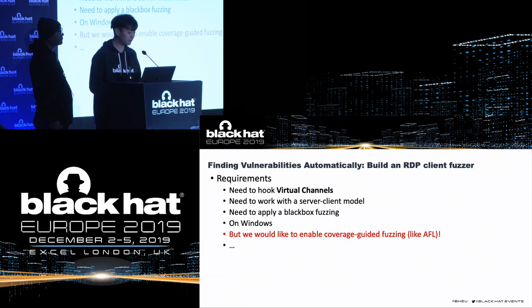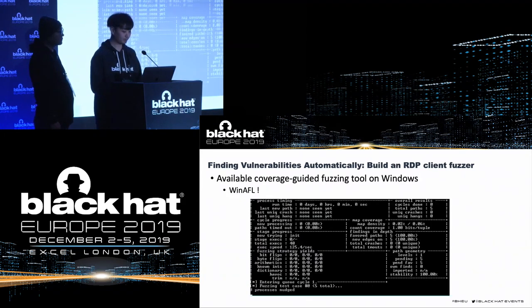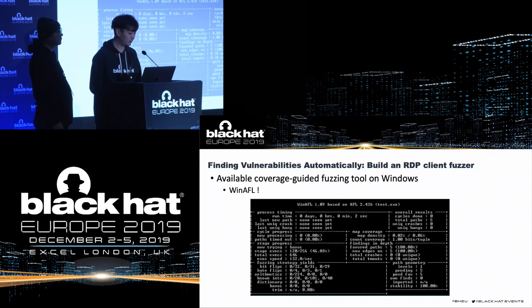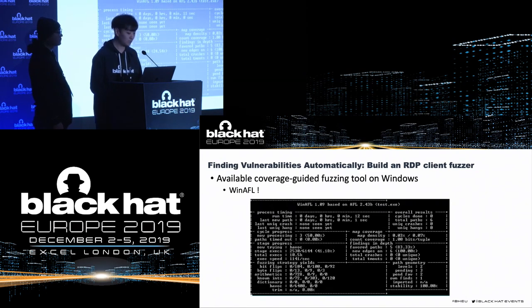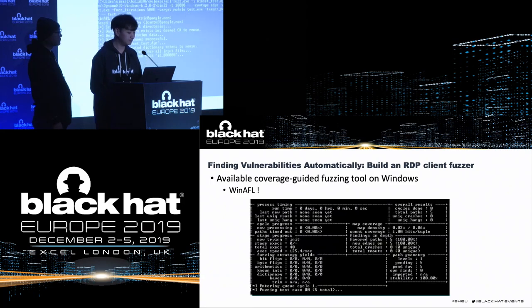Need to hook virtual channels, need to work with a server-client model, and need to apply black box fuzzing on Windows, but we won't enable coverage-guided fuzzing like AFL. WinAFL is the fuzzer that fits most of these requirements. Of course, there is no function to use a virtual channel, but all other conditions are satisfied.